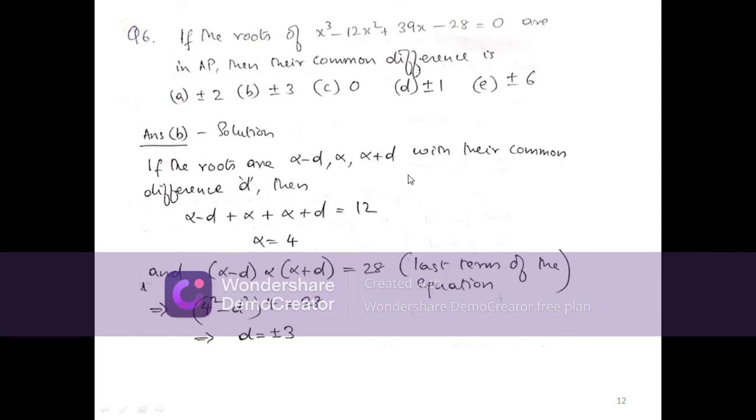Then take the sum of all these terms. What do you get? Alpha minus d plus alpha plus alpha plus d. The minus d and plus d get cancelled. So alpha plus alpha plus alpha, that is 3 alpha equal to 12. So 3 alpha equal to 12, alpha equal to 4.